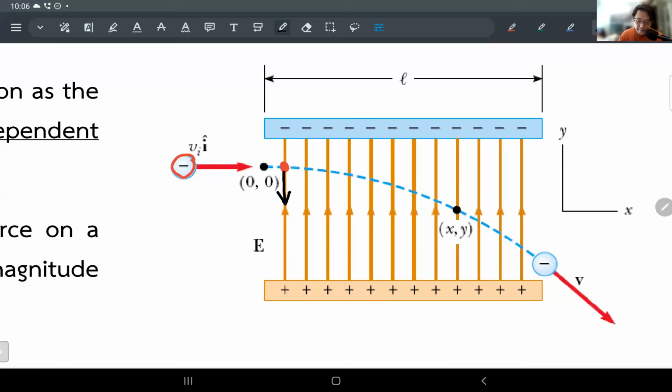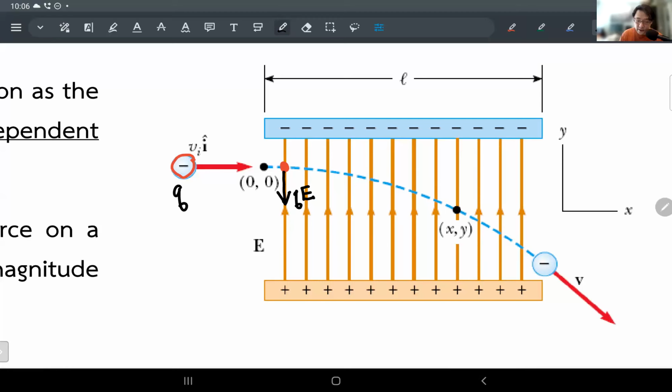You guys with me? Even though it's an electron, it can be any negatively charged particle, and it will experience the force of QE magnitude. That's how simple it is.